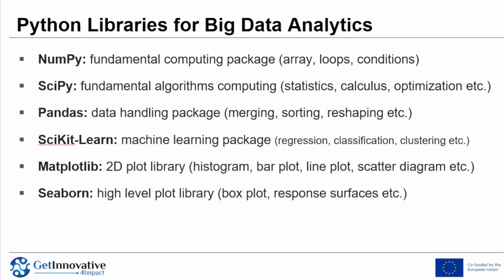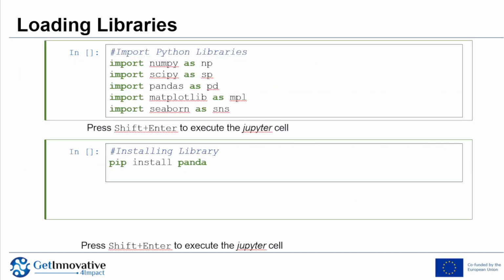The most popular libraries that are very important for big data are NumPy, which deals with the computing package of arrays, loops and conditions. SciPy includes algorithms, statistics, calculus, optimization. Pandas is very important, dealing with merging, sorting, reshaping. Scikit-learn is a machine learning package that includes the machine learning algorithms. Matplotlib is very important in terms of analysis, and includes histogram, bar plot, line plot, scatter diagram. And Seaborn is also an important library used to plot box plots, response surfaces, etc.